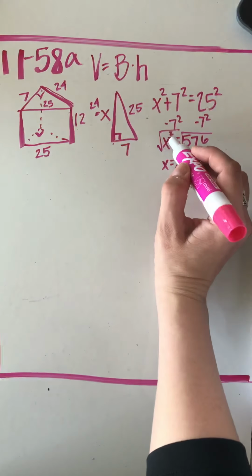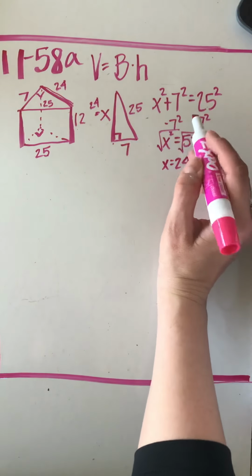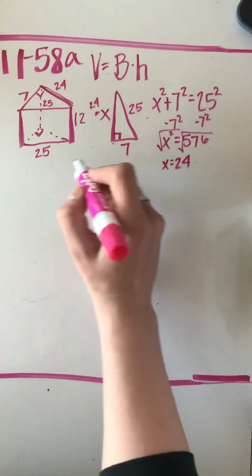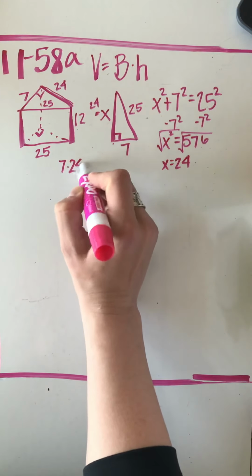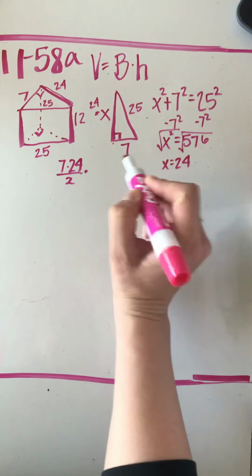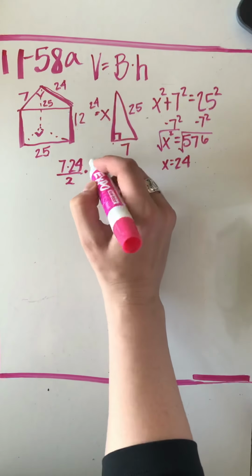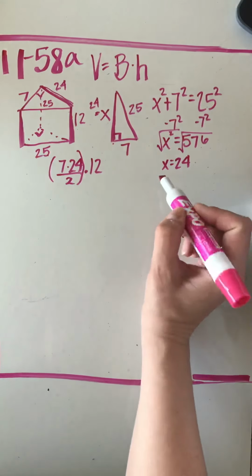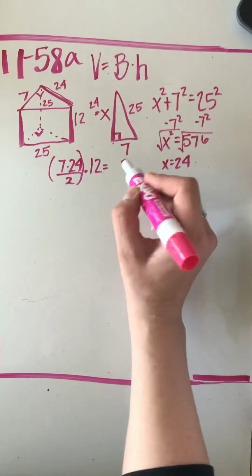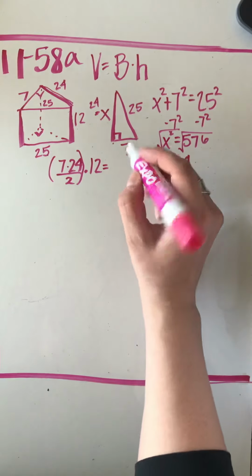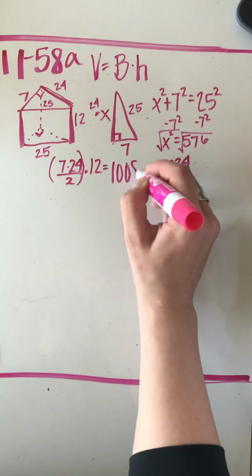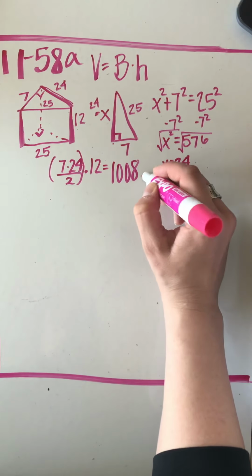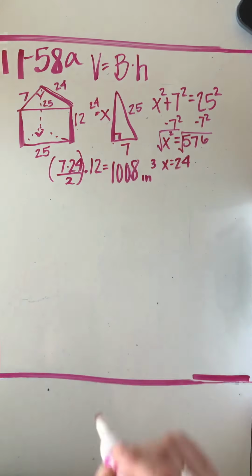So then base times height divided by 2, times the height of the prism, which is 12. This first part in the parentheses is the area of the base. This is the height. If you put that into a calculator, you're going to get your volume of 1008 inches cubed, because it's a volume.